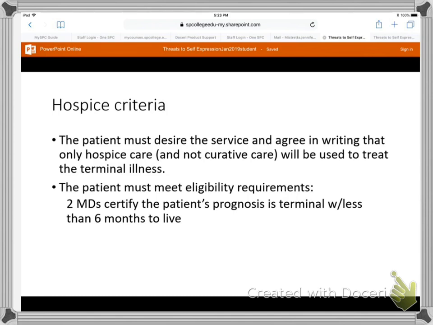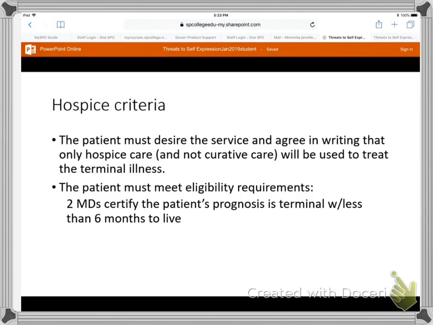Who are the 2 doctors that can certify? Any doctors, right? So if you decide that your mom needs hospice, you can call hospice. One of our docs or one of our nurses will come out, talk to the doc, and then they'll call the primary care. They'll talk to them and get them to certify.